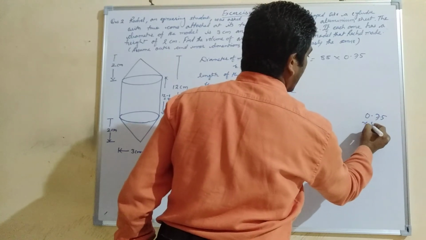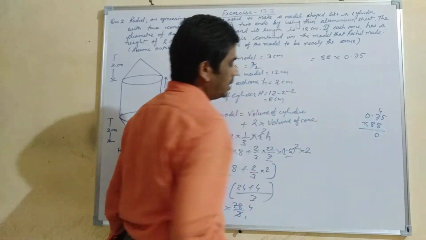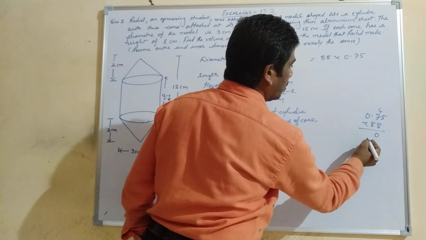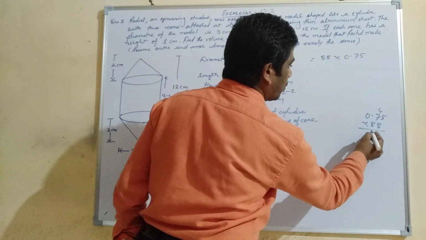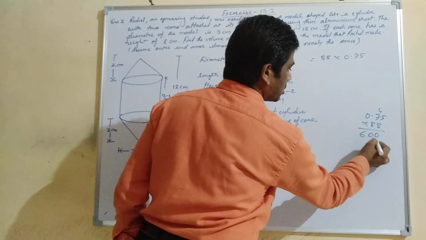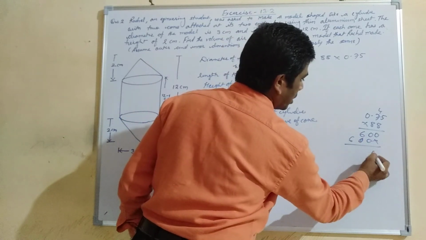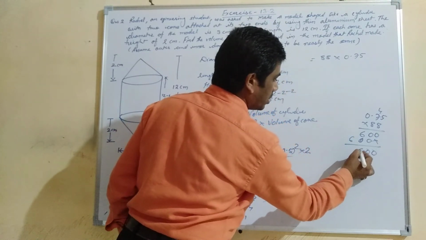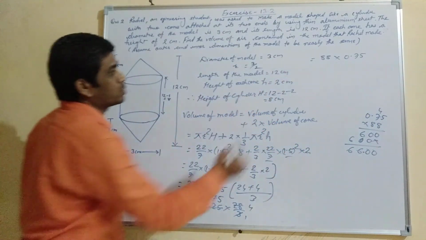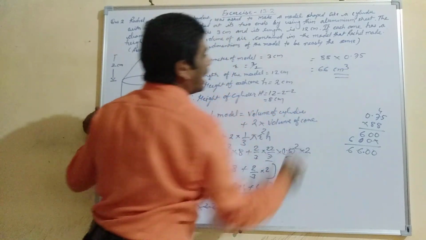0.75 into 88, we will get 8 5s are 40, 0 carry over 4, 8 7s are 56, 56 plus 4 is 60, 0 carry over 6, 8 0s are 0 plus 6. Then we will get the same. So here we will get 0, here also 0, it will be 6, it will be 6. And before 2 digits, we will put the decimal. Which means we got here 66 cubic centimeter.